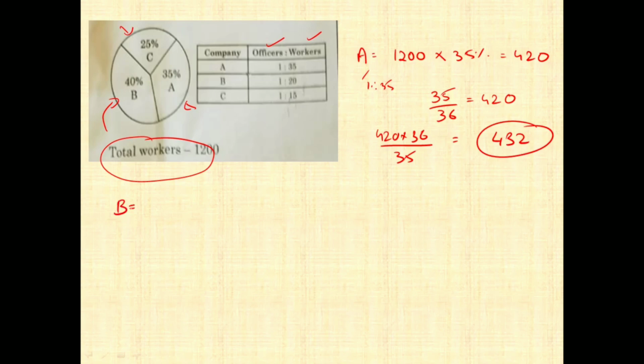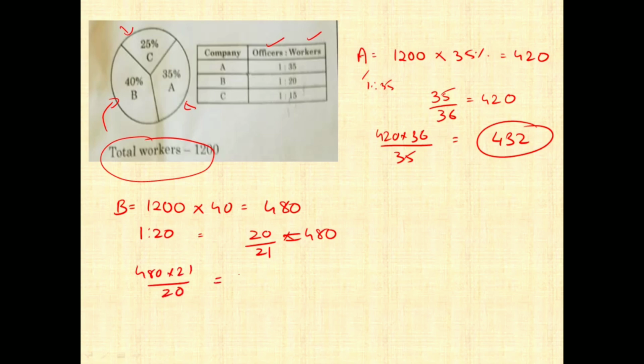In the same way, if we go for company B, 1200 workers into 40% will give you 480 workers, and the ratio between officers and workers is 1:20, which means that out of 21, there are 20 workers, which is equal to 480. So again, if we find out the value of total number of employees, you get 480 into 21 divided by 20, which is going to be equal to 504.